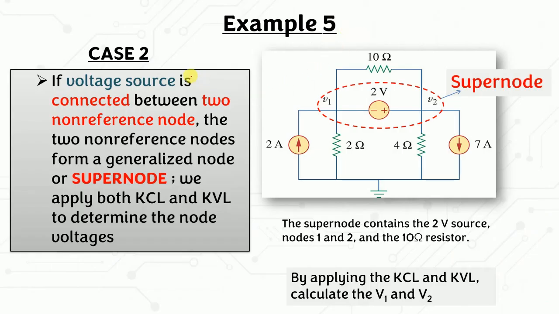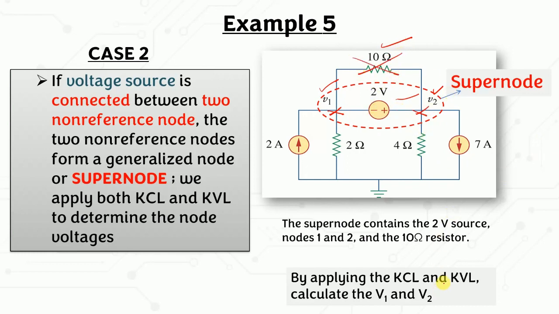We continue with another example, case 2 for a supernode. For case 2, you have a voltage source connected between two non-reference nodes. In this example, we have two non-reference nodes, V1 and V2, and in between them we have the voltage source. So we call this one a supernode. The supernode contains these two nodes, 1 and 2, and this 10 resistor as well. So this one is also gone.